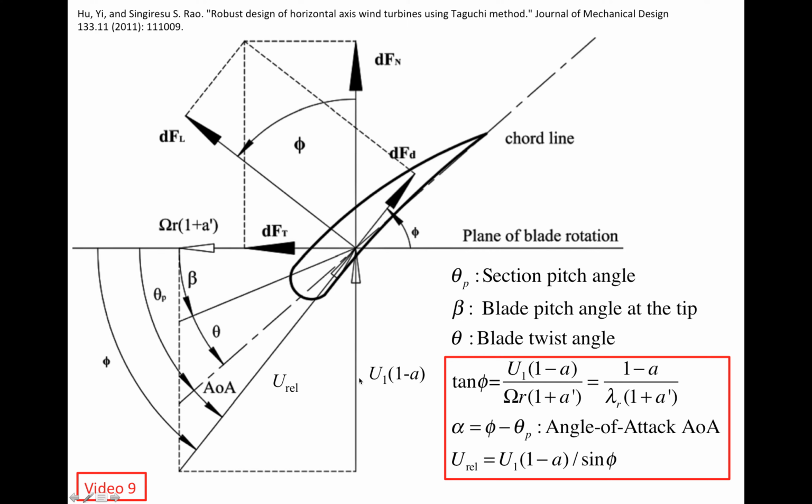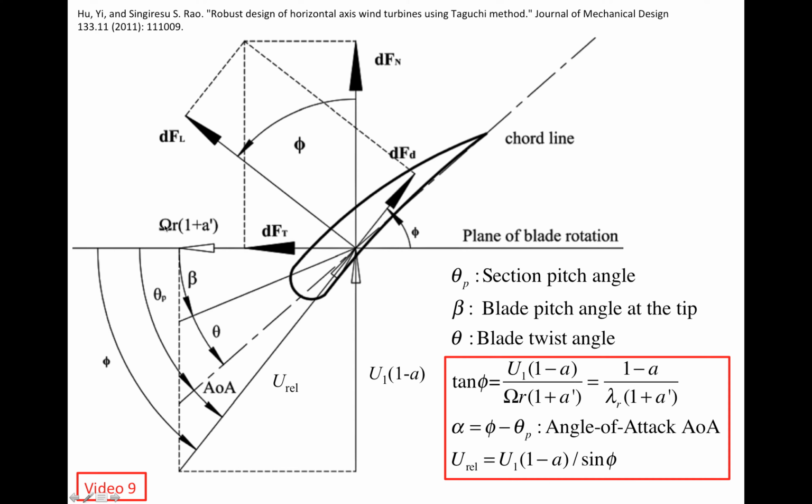The vector of the relative wind, U_rel, is the vector summation of the free stream wind speed, that's this vertical vector here, and the negative of the linear speed of the airfoil, that's the horizontal vector here, omega r. Those are the induction vectors, but let's forget about them for now. Let's just assume the vertical vector is u1 without the induction factor a, and the horizontal vector is just omega r, forgetting about a prime.